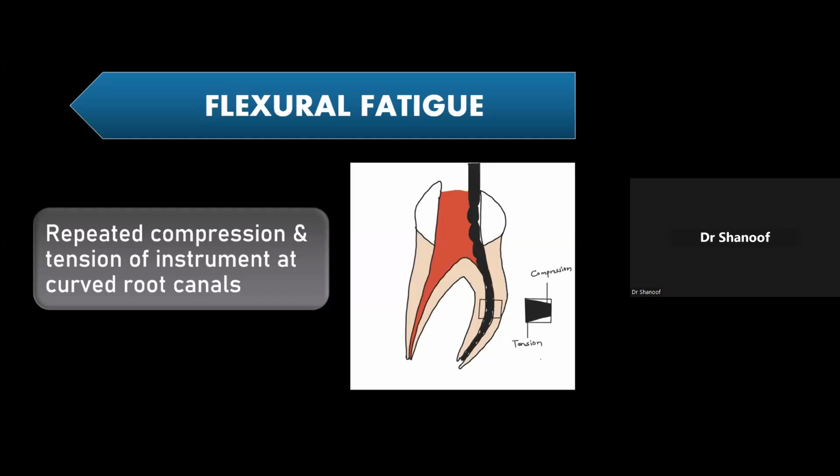If you look at this curvature, the file on the outer curvature is always undergoing flexion, and on the inner curvature it is continuously undergoing compression. So the file is undergoing repeated bending, which will weaken the file before it snaps.